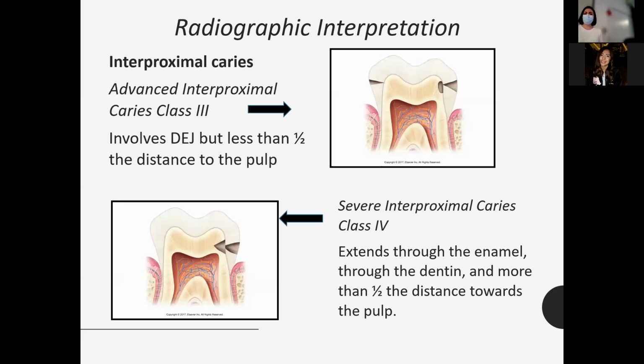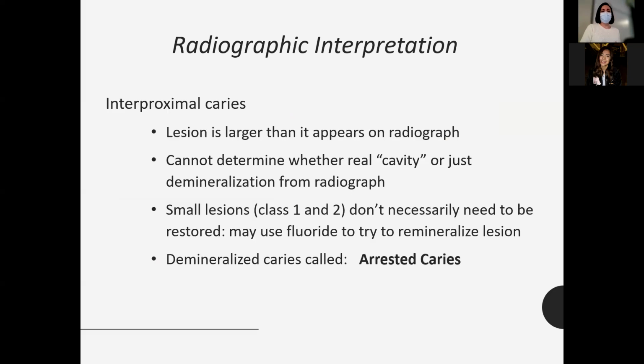No, I don't believe it involves the pulp. It's half the distance toward the pulp, but not into the pulpal chamber. Class 3 and 4 is less than half into the dentin and more than half into the dentin. So class 1 and 2, just enamel. Class 3 and 4, enamel and then into the dentin, half or more than half.